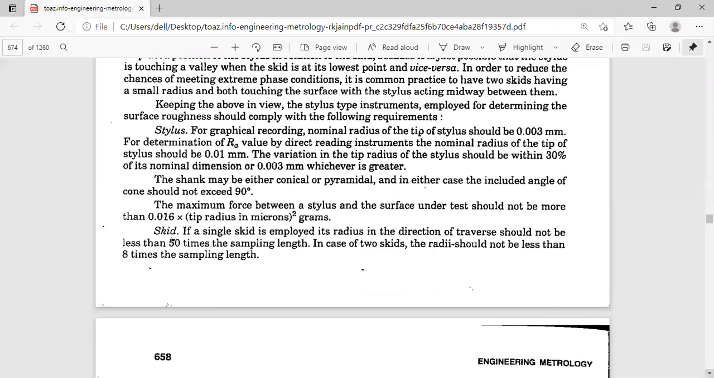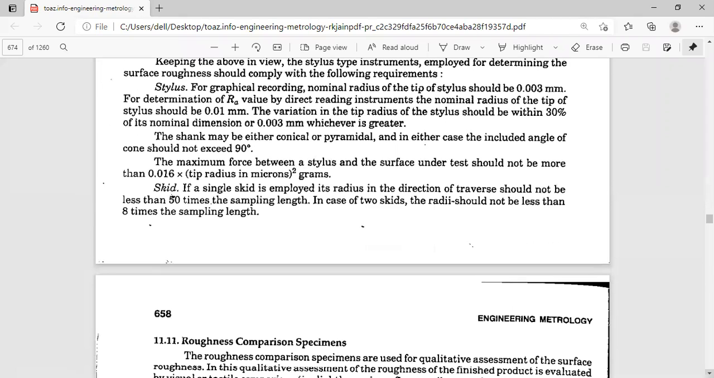So what is the skid? In the features, we have to discuss the stylus of the probe, the skid or shoe. We are already using a single skid. It is employed with its radius in the direction of traverse, and that movement should not be less than 50 times the sampling length.